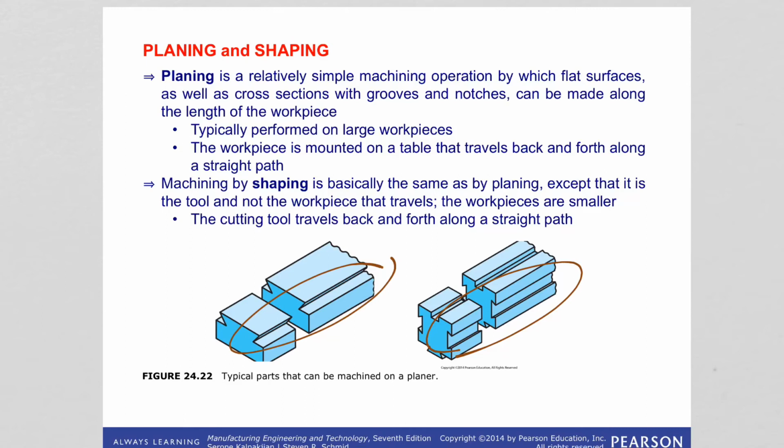Shaping, on the other hand, is actually similar. In this case, it is not the workpiece that travels, but the tool. And the tool goes back and forth in reciprocating motion. And in this case, usually these are smaller workpieces.